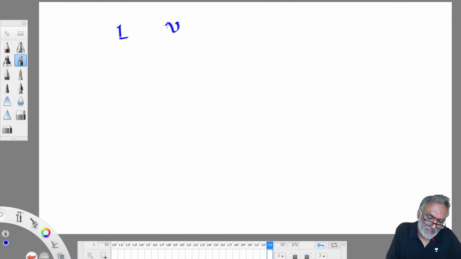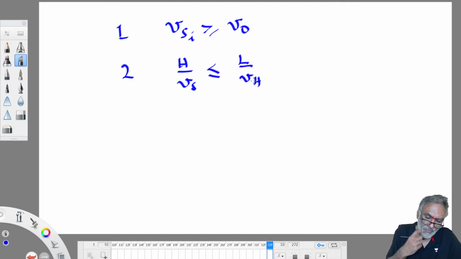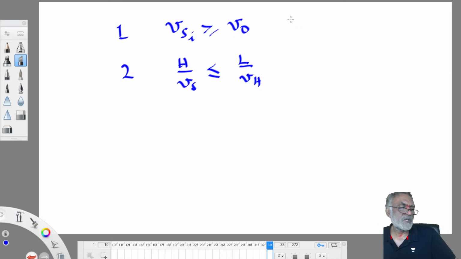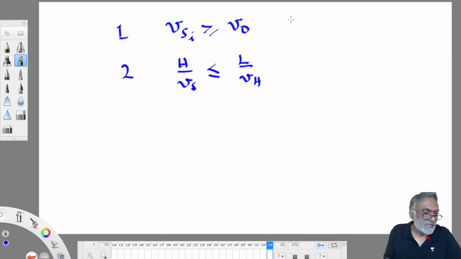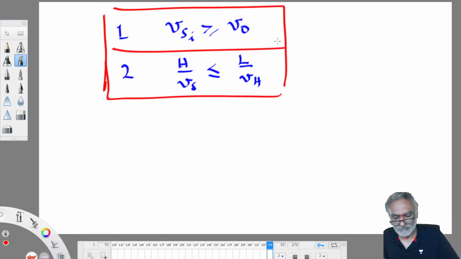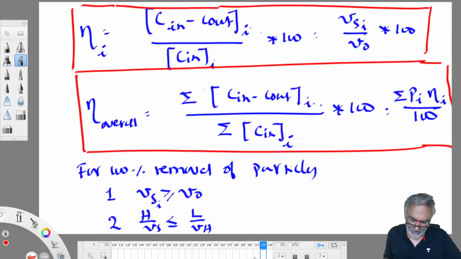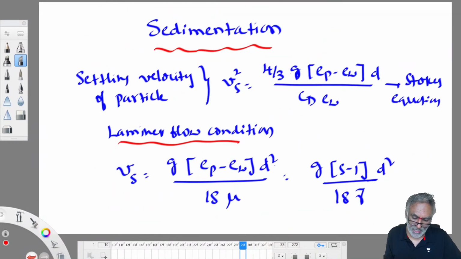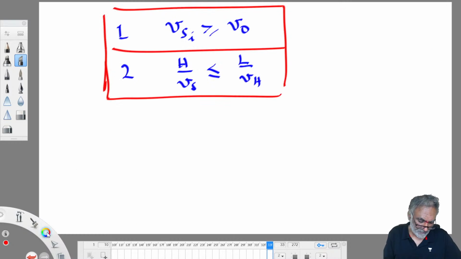One is settling velocity of any particle should be greater than or equal to V naught. Second is settling time of any particle should be less than or equal to detention time of water. If either of these two conditions is satisfied, particles are removed 100%. This is a very useful expression in sedimentation tank design. If you remember this many equations, it is more than sufficient to work out any numerical in the GATE exam. Any problem on sedimentation tanks you can work out with their help.